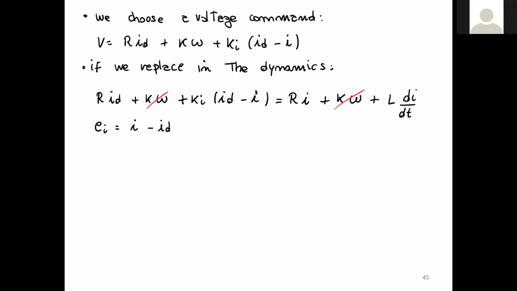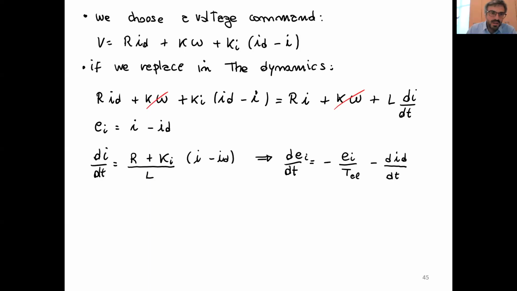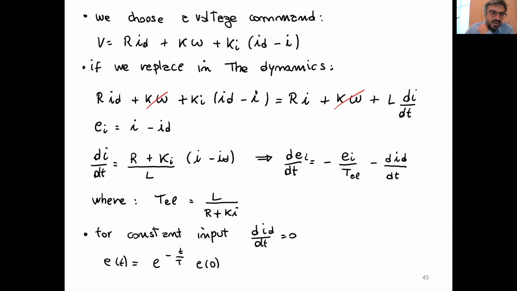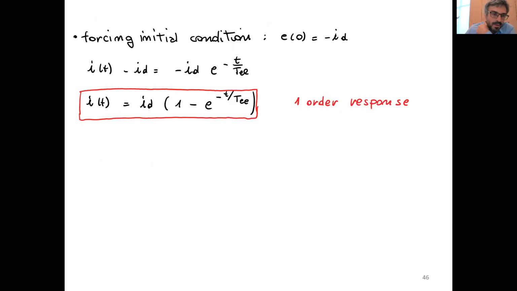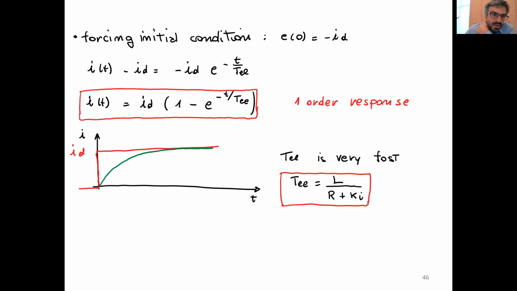And if you replace this voltage in the dynamics, you see that the tracking error in essence goes to 0, because if you don't have any input, this differential equation goes to 0, and having the tracking error go to 0 means that the current goes to the desired value. So this is the equation that represents this time evolution of an exponential.